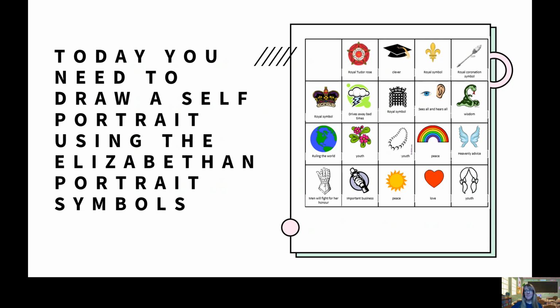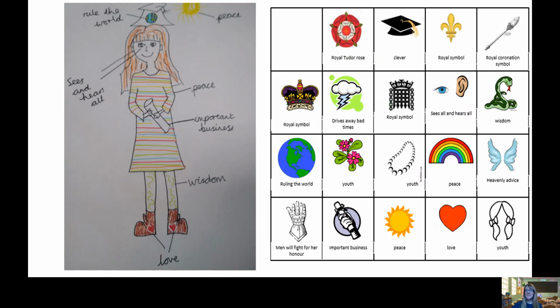Okay, so I've done an example. This is me, this is my drawing of myself, and you can see that I've included some of the different symbols. So I'm going to talk to you about them, and I've labelled them, and you can label them on your picture too, or maybe you don't even need to label them if it's really clear. So let's have a look. We've got a sun there, and we know that a sun means peace, and I think it's really important.